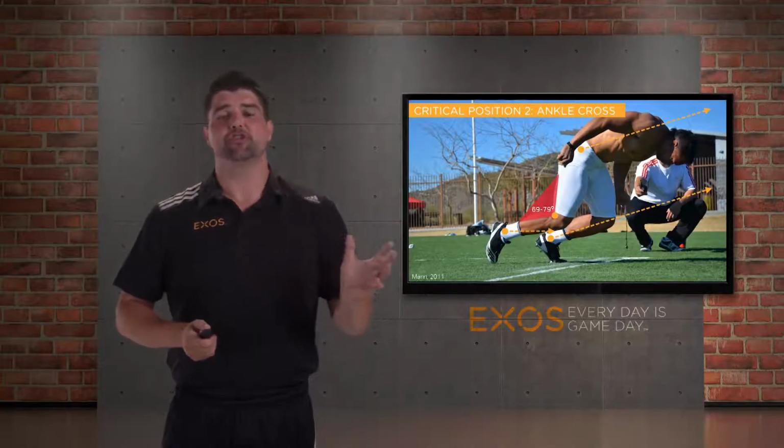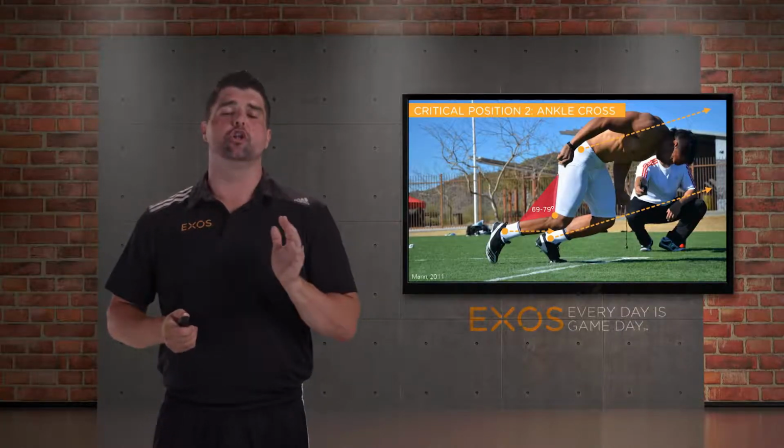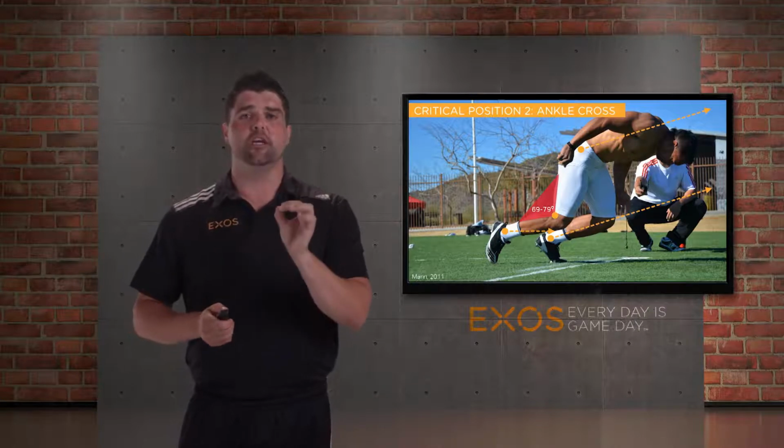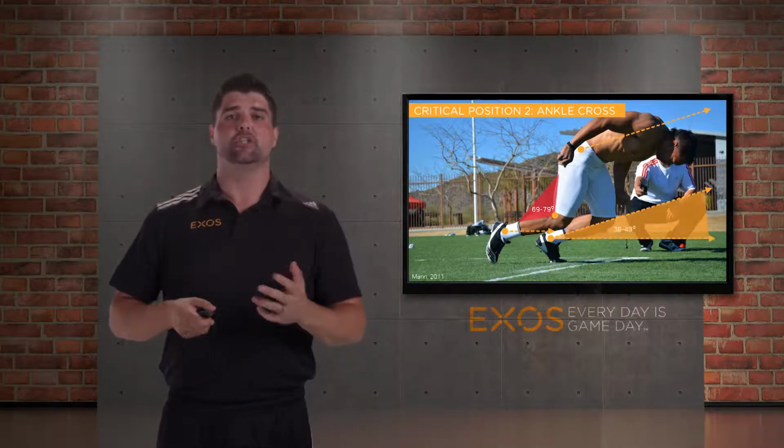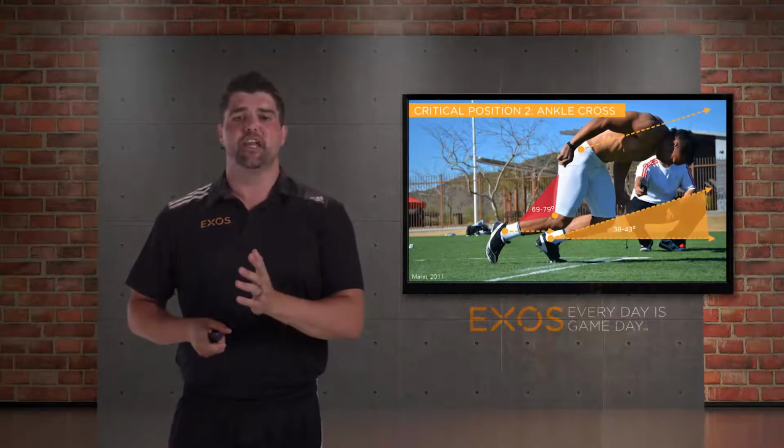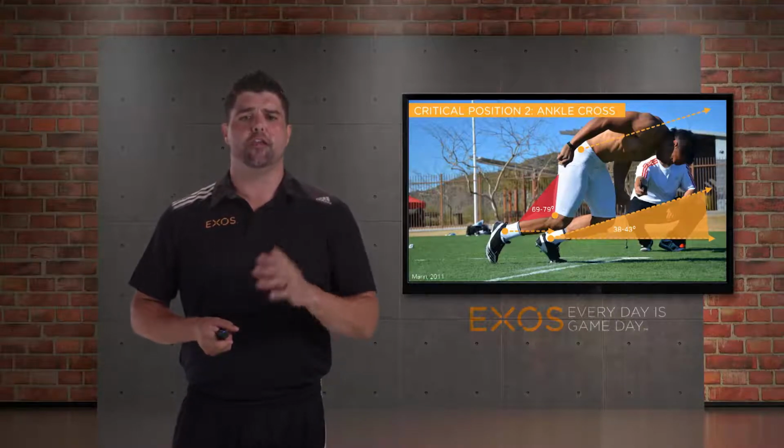From here then, that should result in an optimized angle of projection. And when we look at both our Pro Football Combine athletes to elite sprinters, that projection angle is roughly 38 to 43 degrees.